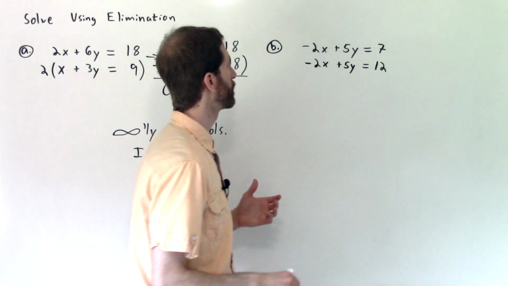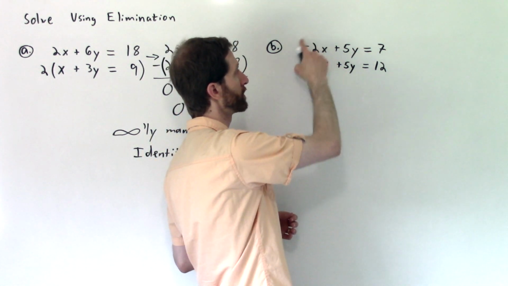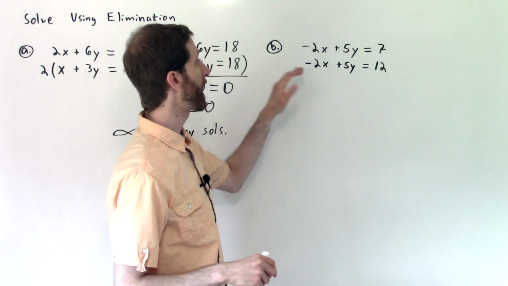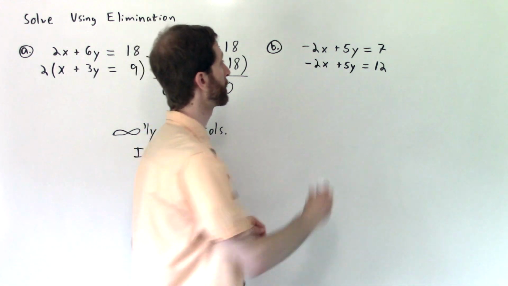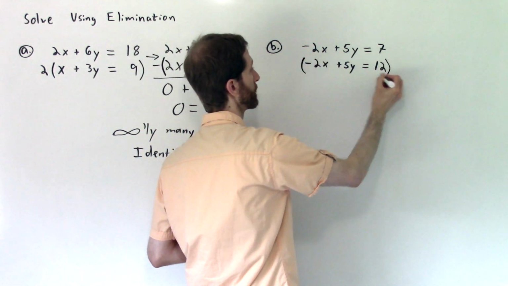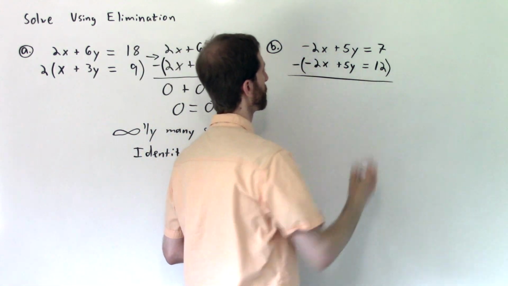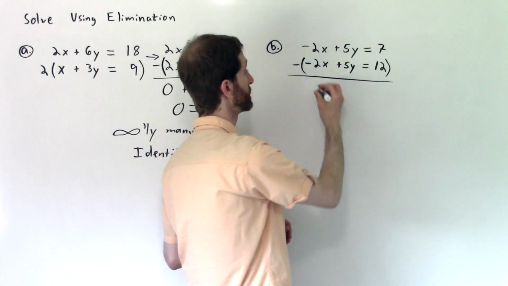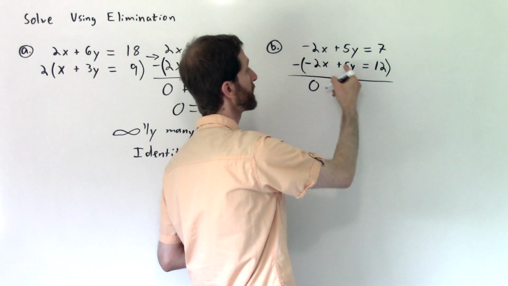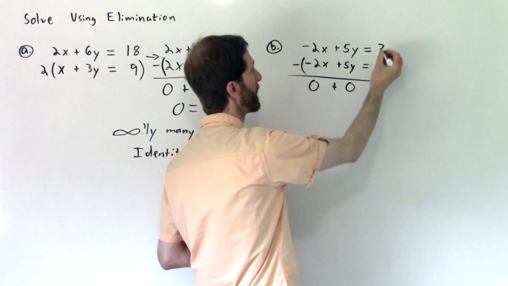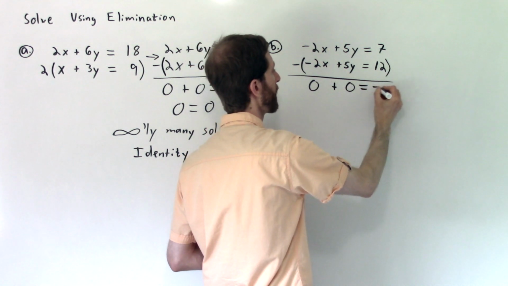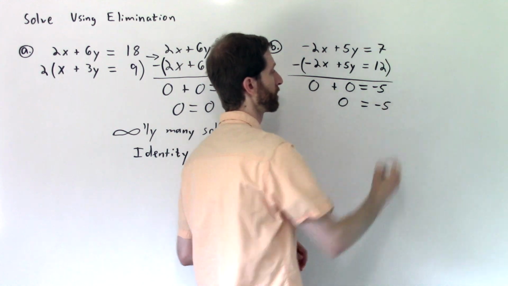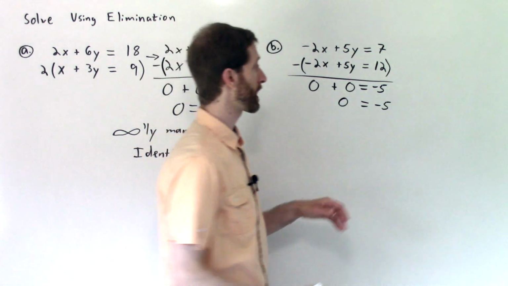Let's check out this one. Right away, we see that we have the same exact coefficients for the x's, -2 and -2. They're the same exact sign, so what I would have to do is subtract the bottom equation from the top equation. So let's do that. If I subtract the bottom equation from the top equation, I get -2x minus a -2x is 0. 5y minus 5y is also 0, and 7 minus 12 is -5. Uh-oh. We get 0 equals -5. But that's not true. 0 does not equal -5.